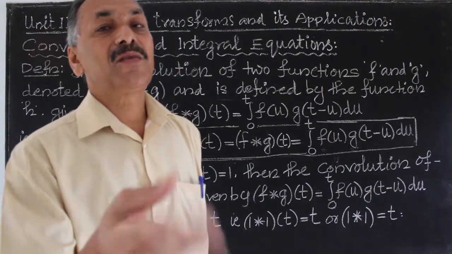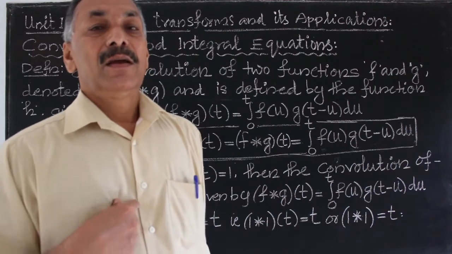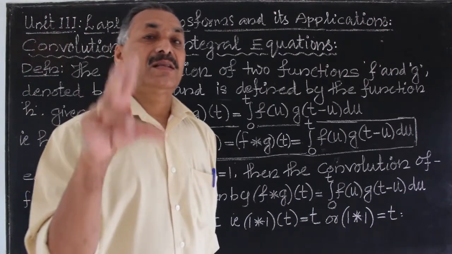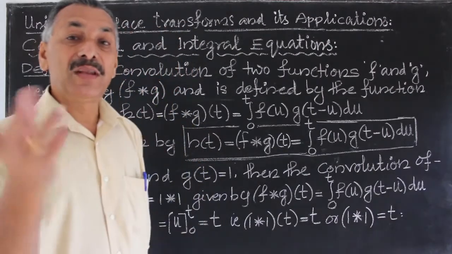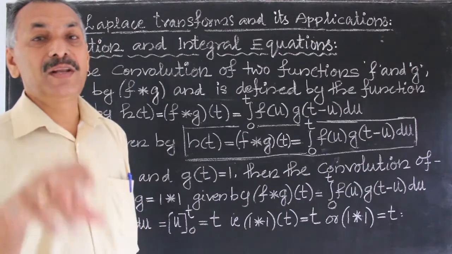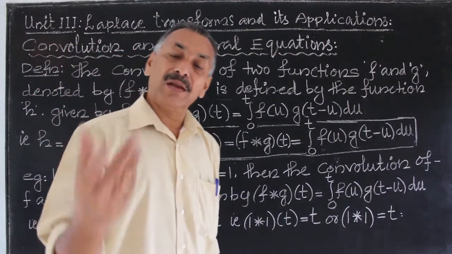Here f of t is equal to 1 and g of t is equal to t. So, that is the operation, the convolution of two functions. Convolution of two functions is a very important property, besides sum, product, quotient, and difference.